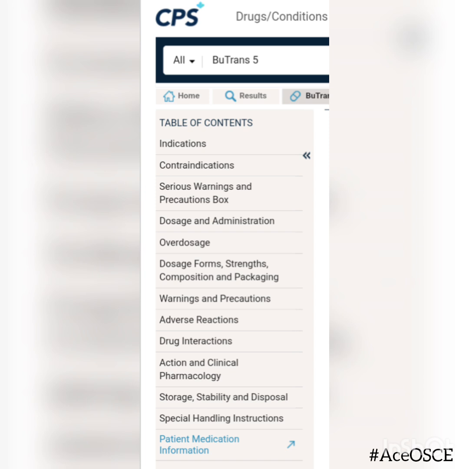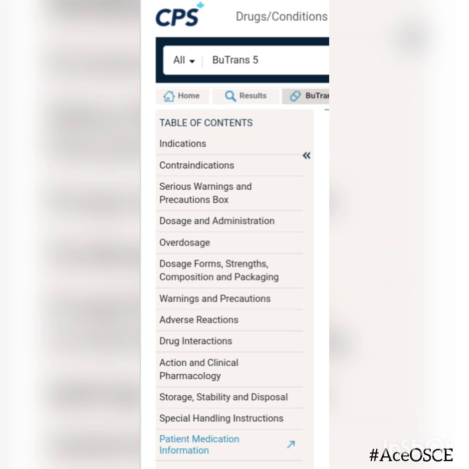So here is the electronic version of the Butrans 5 CPS monograph. Usually in the OSCE cases, you will be getting a paper form of this, but at least here we can discuss the table of contents and what specific information is given in which topic and what topic comes after the other. In most cases, you're going to see the indications topic first.